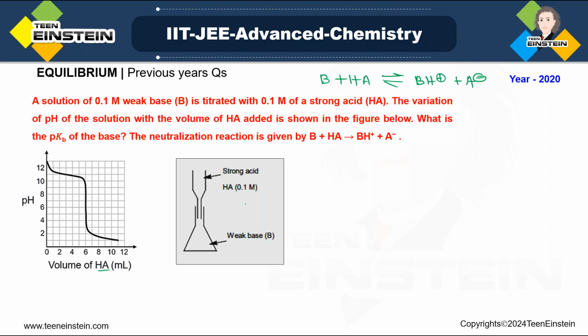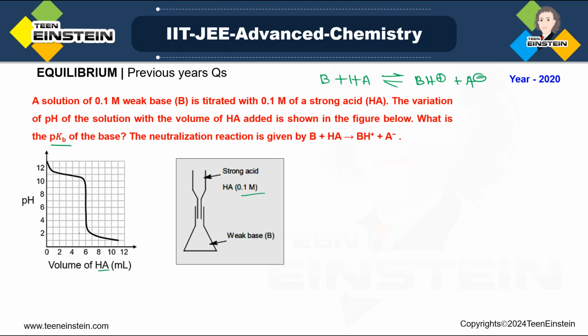Strong acid HA, which is 0.1 molar, and weak base, which is also 0.1 molar, that is taken in the conical flask. So gradually the volume of acid is increasing because we are adding it dropwise from the burette. Now look at this graph. What is the pKb of the base that we have to find? And this is the reaction which is given.